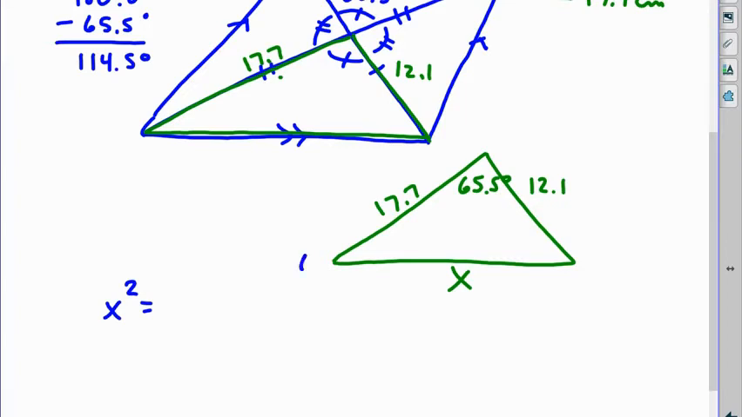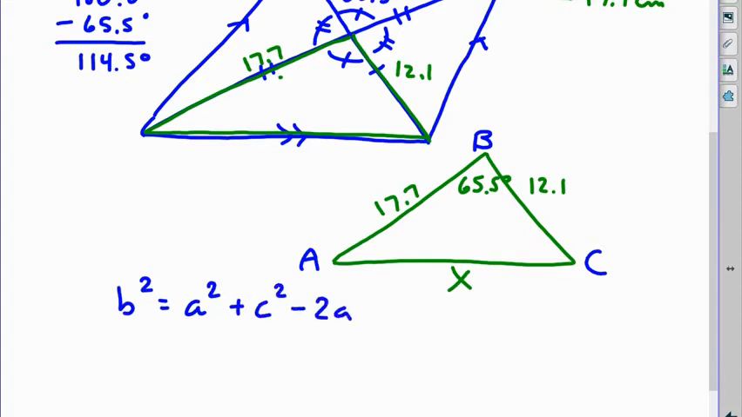If it helps you, you can label your points. It looks like I'm going to be using the B relationship. So I would say B squared equals A squared plus C squared minus 2AC cosine B. And that gives me my X.